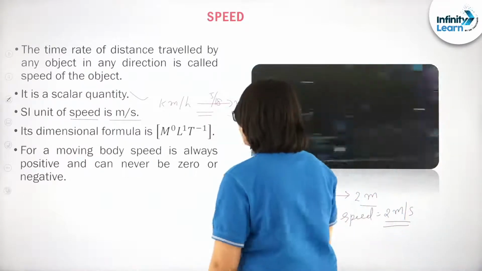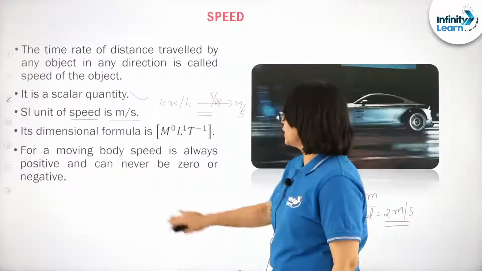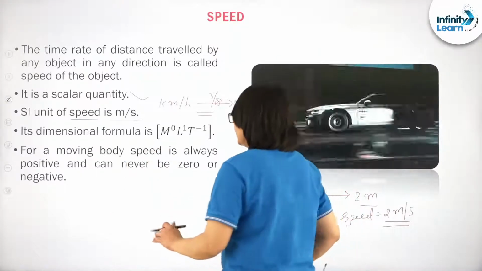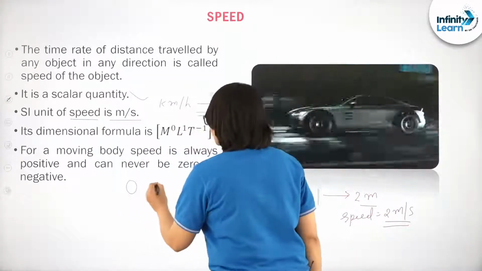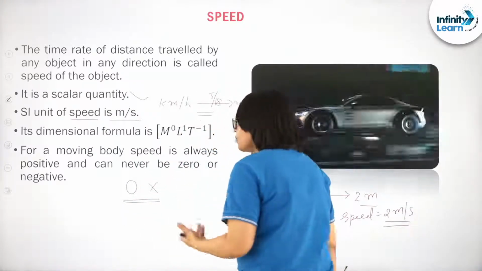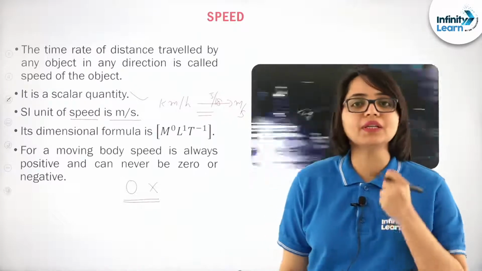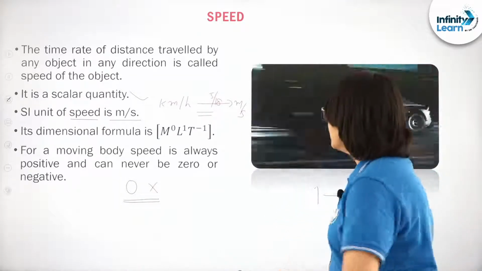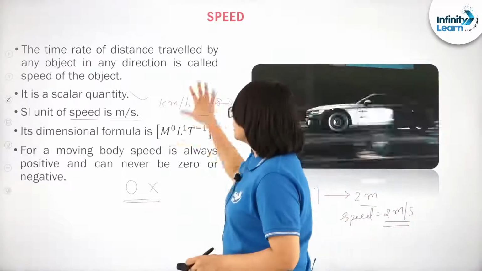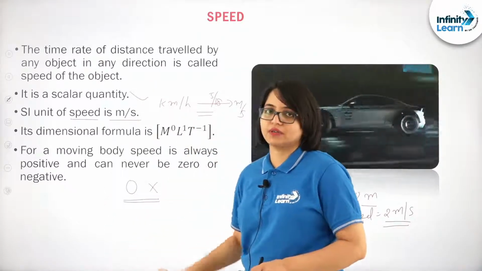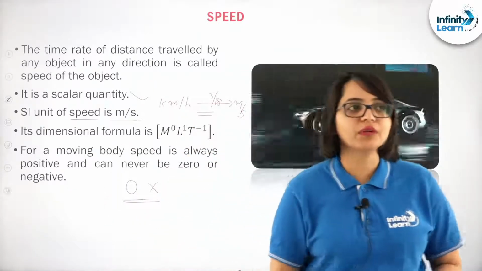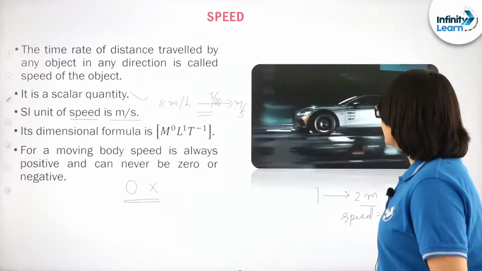And अगर हम एक moving body की बात करें तो स्पीड जो होगी वो कभी भी ज़ीरो नहीं हो सकती, और एक मूविंग बॉडी की जो स्पीड होगी that will be always positive. Why? Because speed is a scalar quantity, है ना? तो पॉजिटिव नेगेटिव का तो सवाल ही नहीं आता. It can be always positive. It can never be zero for a moving body. I hope this is clear.